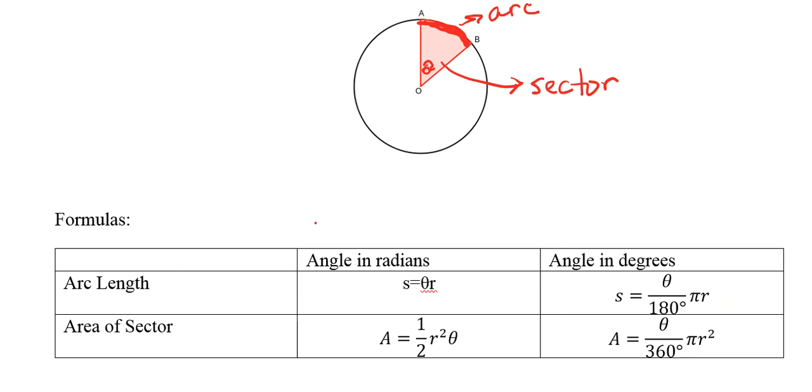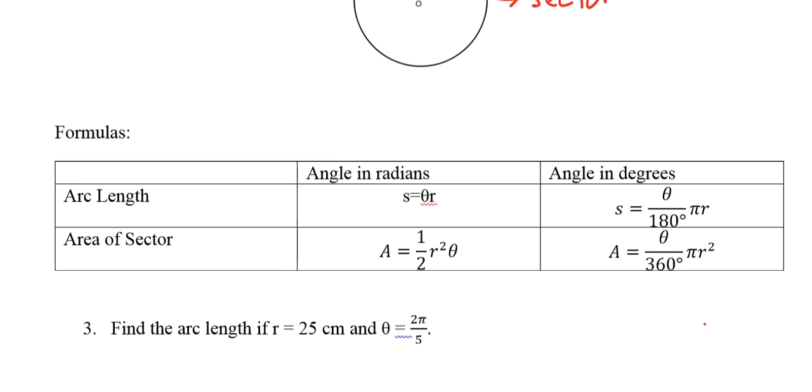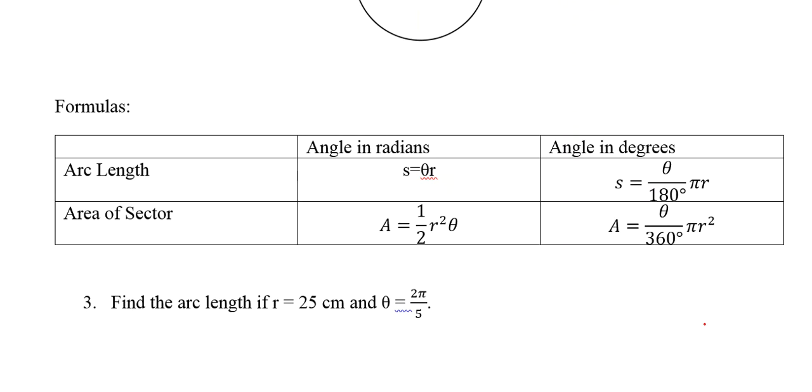To find the sector, so how much area is in the whole piece of pie, you would do 1/2 r squared theta if the angle is in radians. If they give you your angle in degrees, you would do theta over 360 times pi r squared. We're using theta to represent the angle, and the reason is that a lot of our mathematics was written by the Greeks, and theta is a Greek letter.